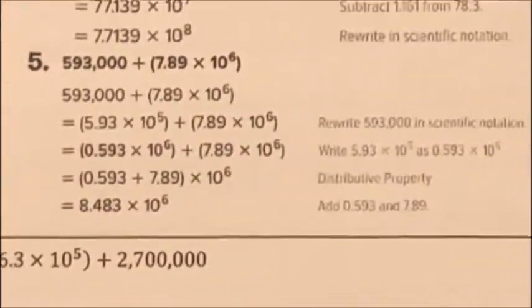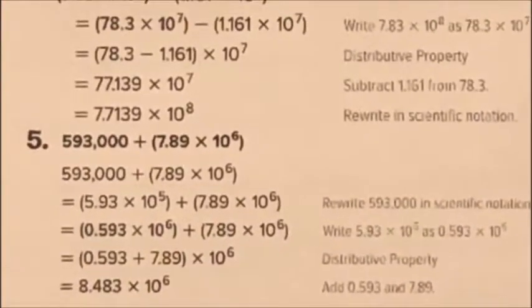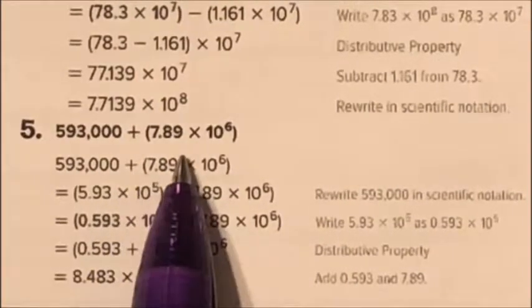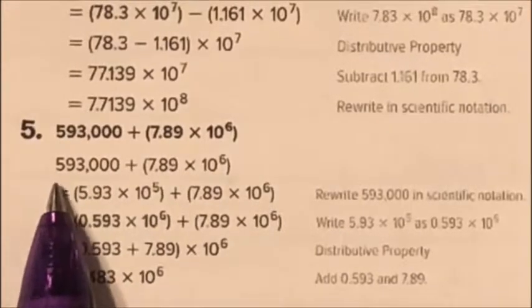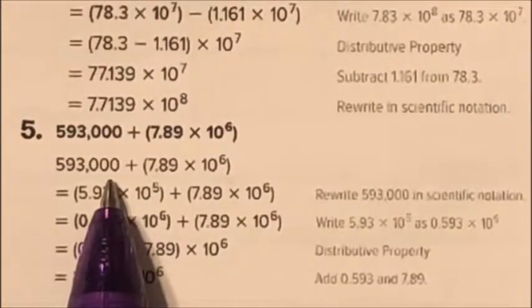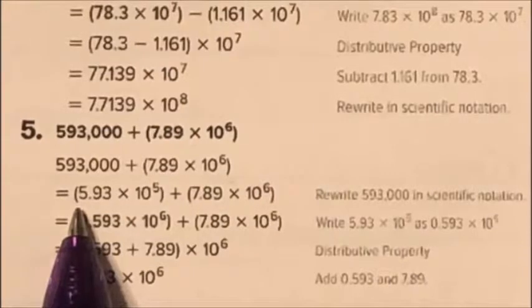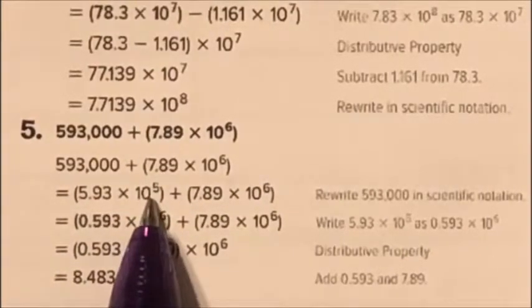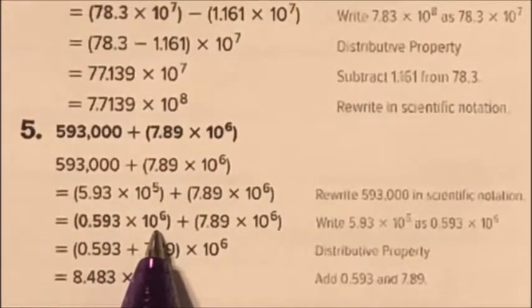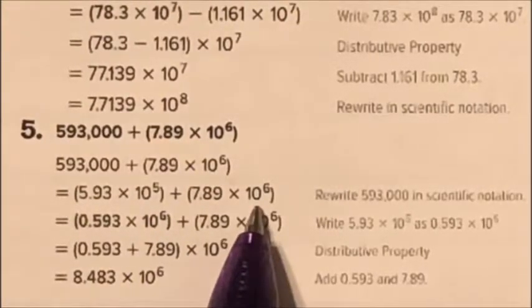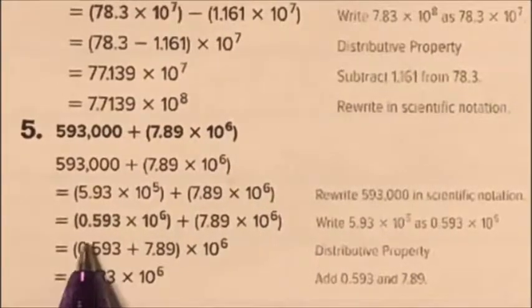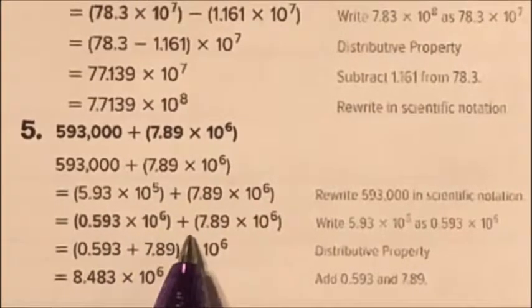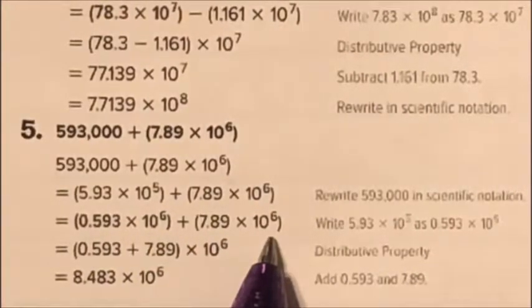All right, the last one I have here is number 5. Okay, number 5 says 593,000 plus 7.89 times 10 to the 6th. Again, change the 593,000 to scientific notation. I get 5.93 times 10 to the 5th. Okay, this time I decided to change 10 to the 5th to 10 to the 6th. You don't have to. You could technically change this to 10 to the 5th and you would still get the same answer. So I get 0.593 times 10 to the 6th plus 7.89 times 10 to the 6th.